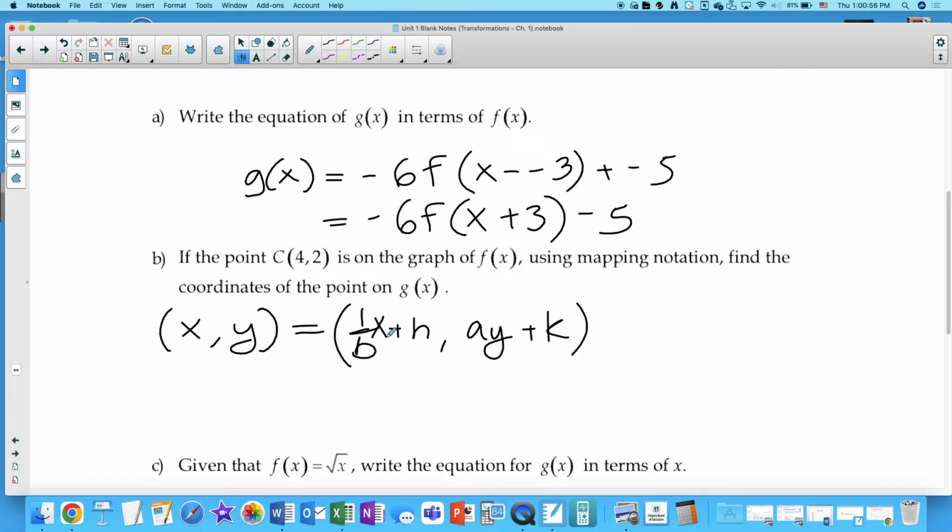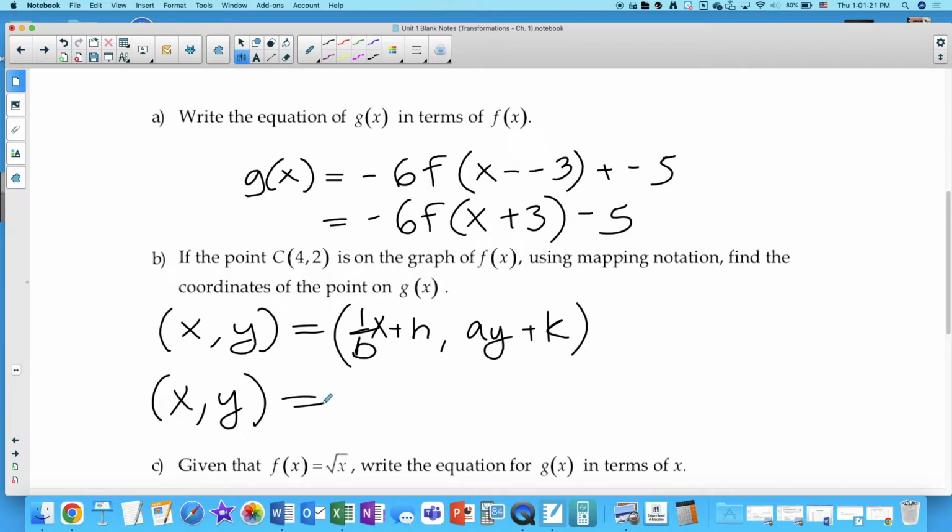Okay, so if you can also remember that, that would be something worth writing down at the top of your page, as well as the general format of the function with all of the parameters, you know, f of a times f of b times x minus h plus k. Okay? So the point x, y on the original is going to move, okay, 1 over b.